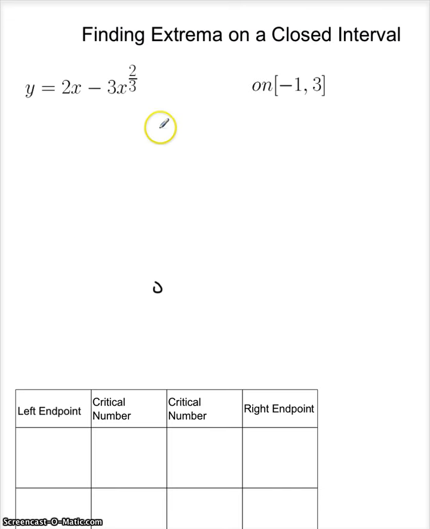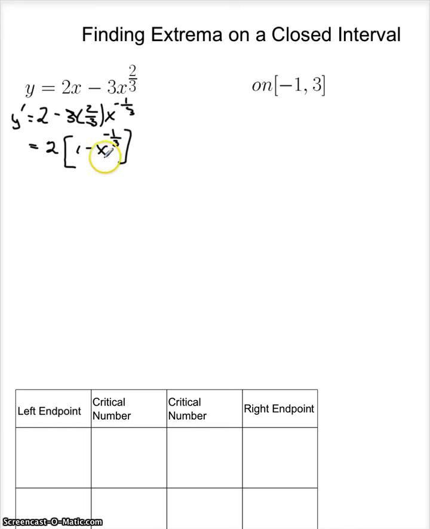Here we have 2x minus 3x to the 2/3. First thing I want to do is take the derivative with respect to x. And I get that the derivative is 2 minus 3 times 2/3, x to the minus 1/3. So those are going to cancel. So this is 2 times 1 minus x to the negative 1/3.